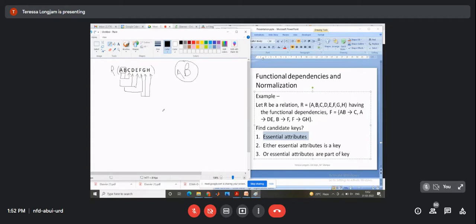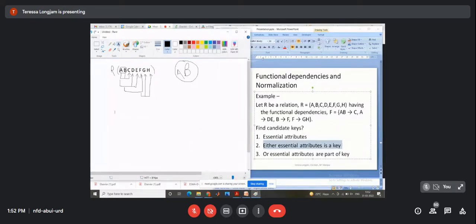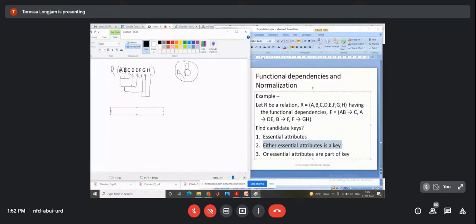So either the essential attribute is the key or the essential attributes are part of the key. So we'll check whether the essential attribute is a key. For that, you need to find AB plus. I will write it like this; it should be a superscript here, but I will write it like this. We have to find AB plus in order to check whether AB will be able to determine all the other remaining attributes or not. Let us see.